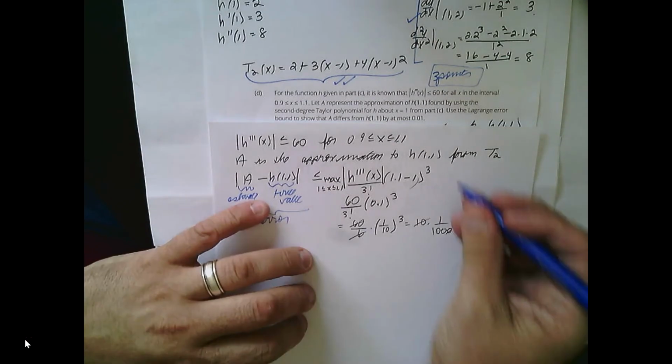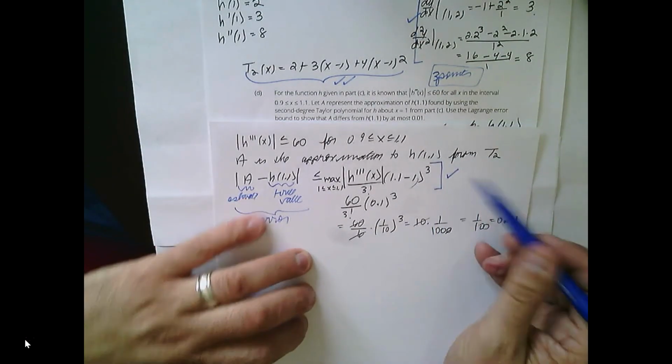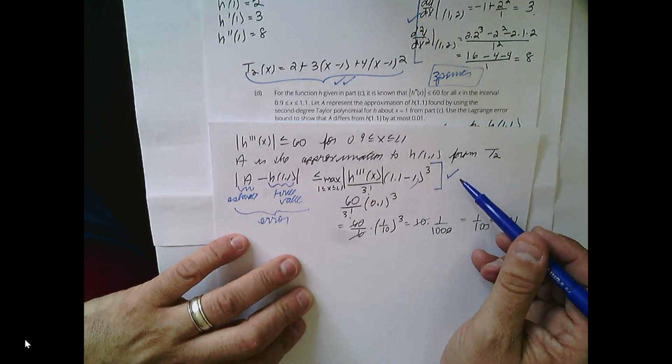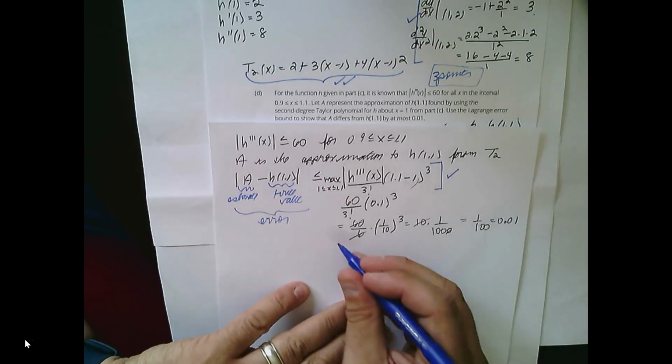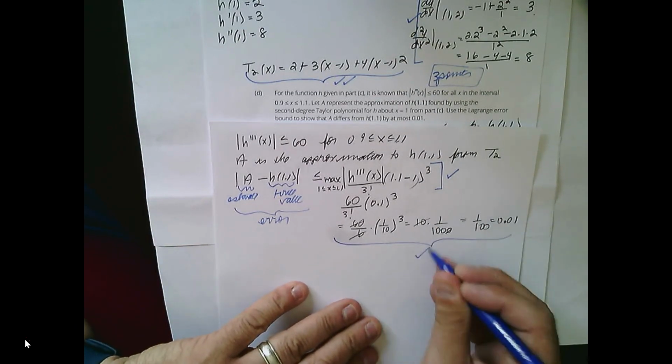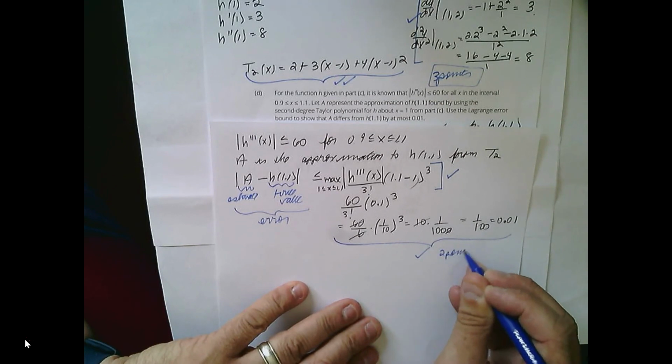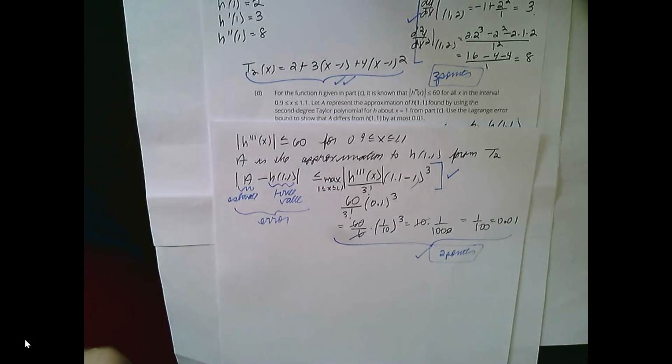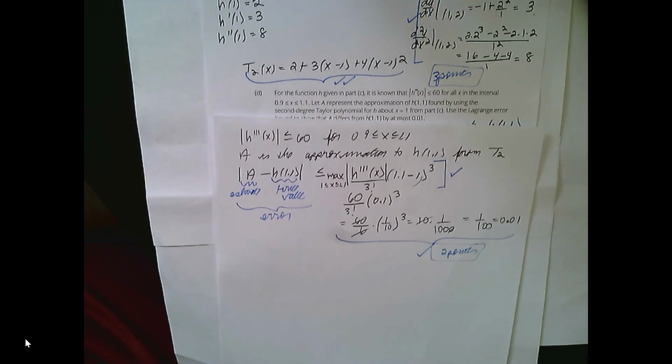The College Board awarded 1 point for what they called the form of the Lagrange error bound, and then 1 point for the analysis. This is the analysis, for a grand total of 2 points. That's that. Congratulations. We're done.